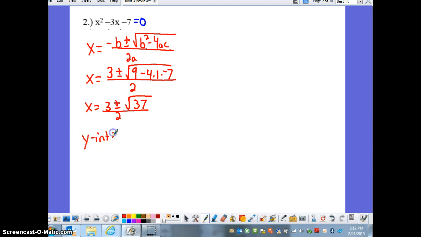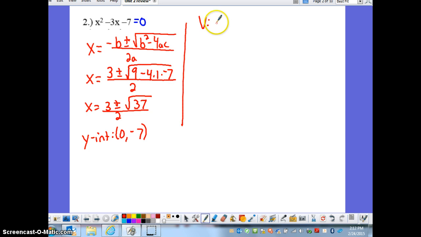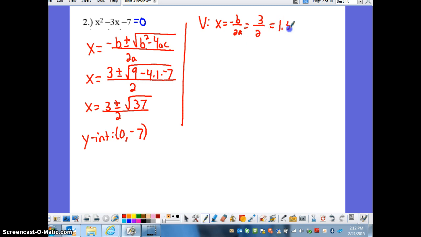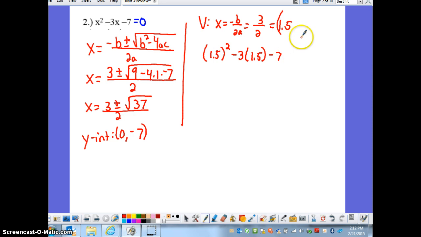Y-intercept, again, you're going to take your 0, plug it in, so you get (0, -7). Happens to be -7 again, like number 1. Vertex here, again, -b over 2a, so x equals -b over 2a. Let's do the same thing. -b is going to be 3 over 2 times a is 2, so that comes out as 1.5. So 3 over 2 is the 1.5. Take that 1.5 and again plug it into the original equation, so 1.5 squared minus 3 times 1.5 minus 7. And when you solve that, you end up with -9.25.